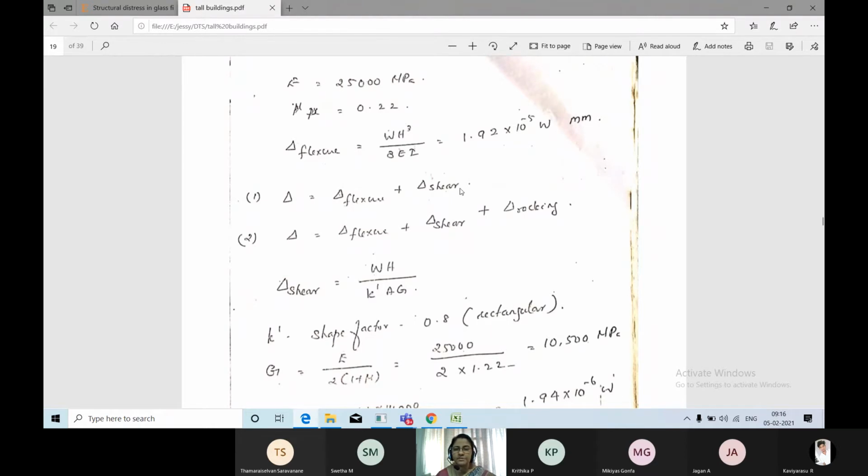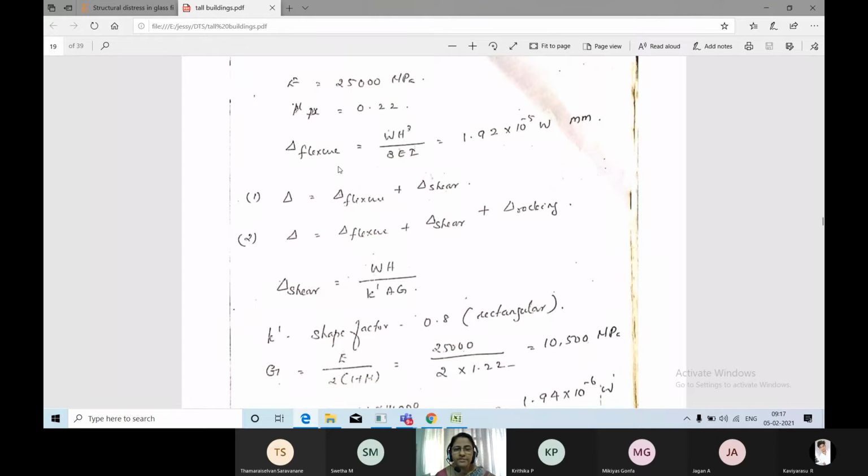The first case, when the wall is rigid, means there is no rotation permitted. It is only permitted in the flexure mode and shear mode. So it is a summation of delta flexure and delta shear. The second case, when it is resting on a flexible foundation, because of the foundation rotation, there will be some minor lateral drift also happening. That also has to be added along with the flexure and shear. So these are the two cases.